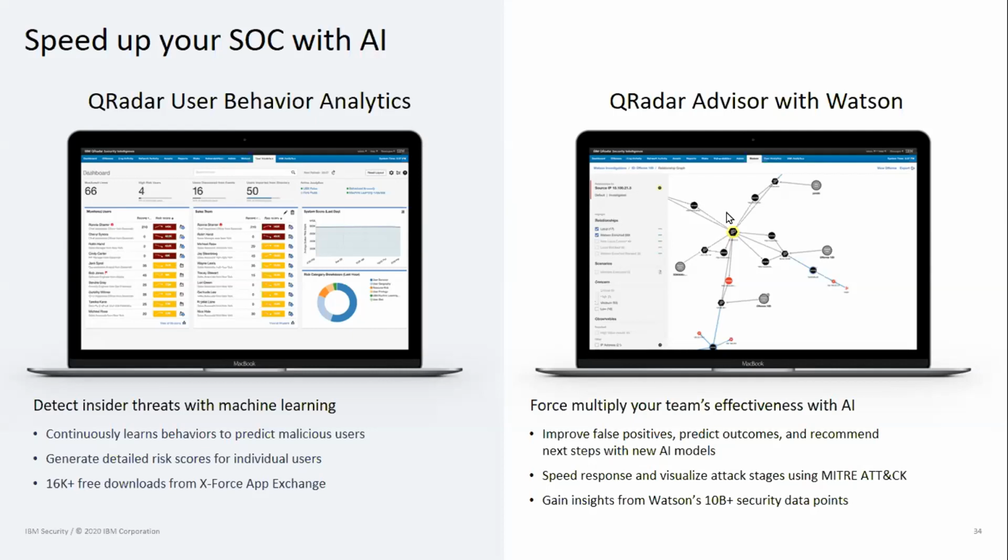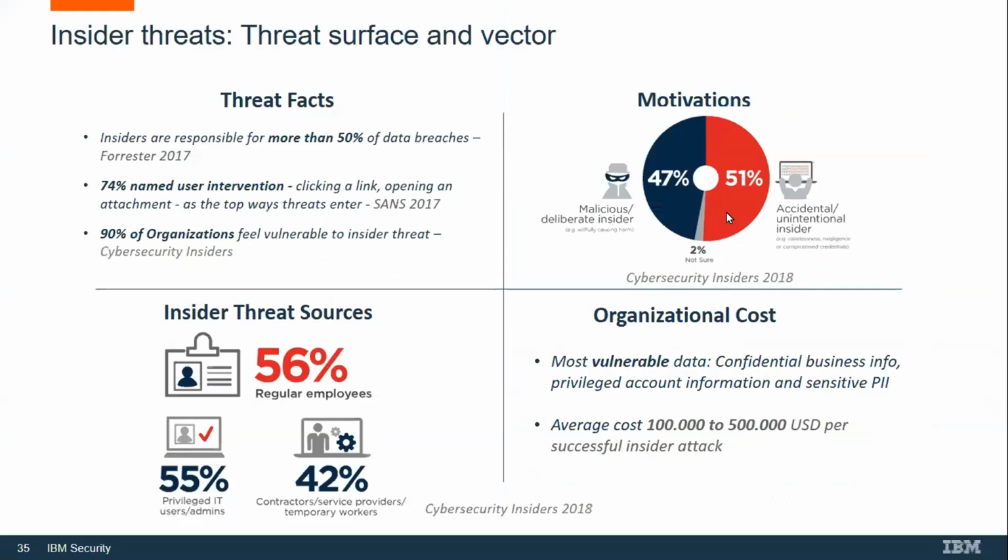And then the other one we're going to finish up today is spending a couple of minutes on QRadar Advisor with Watson. This really is a supercharged artificial intelligence that goes out there and says, let me help you with these types of things. So let's get started with user behavior analytics. The first thing we talked about is that I'm going to use UBA as an offering to detect insider threats.